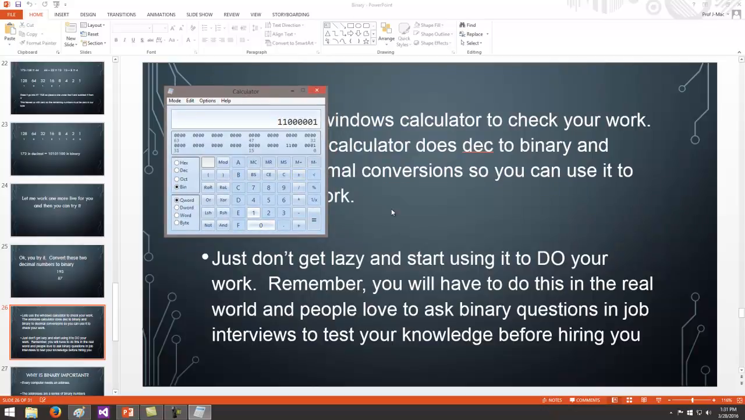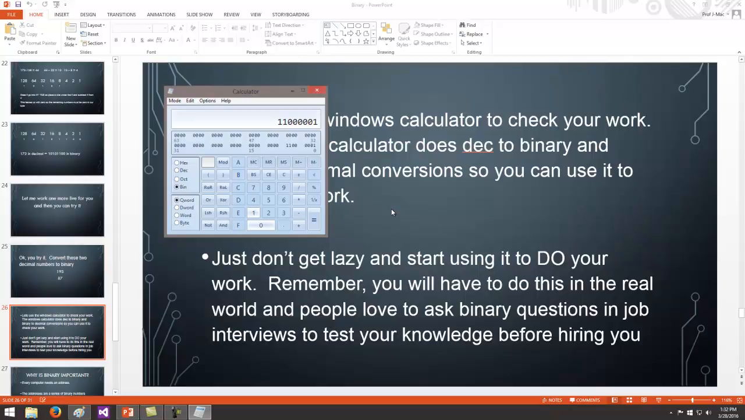Make sure you just don't get lazy. If you just use the calculator to do all your stuff, you won't be able to do it by hand. You won't understand how it works. And when you go to your first job interview and they ask you to convert 224 from binary to decimal, you'll be like, duh, and you won't get the job. So don't be like that.